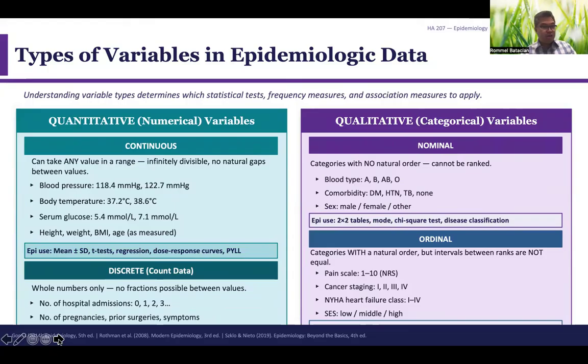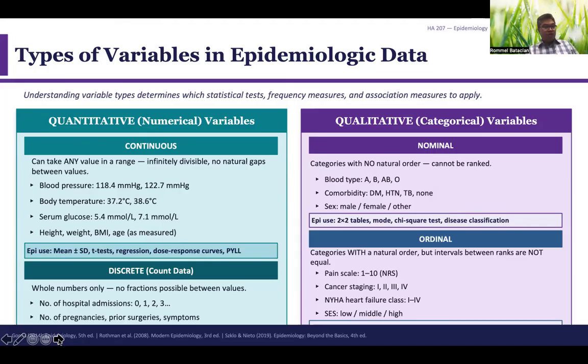Before we move into the screening measures, I want to just delve into a very important aspect also in epidemiologic data. So variables are very important. These are things that you measure, and they determine which statistical test you will use, what measure of association would be the appropriate one, and how you would summarize and present your data. So there are primarily two types: the quantitative variable, the numerical, or the qualitative or categorical variables.